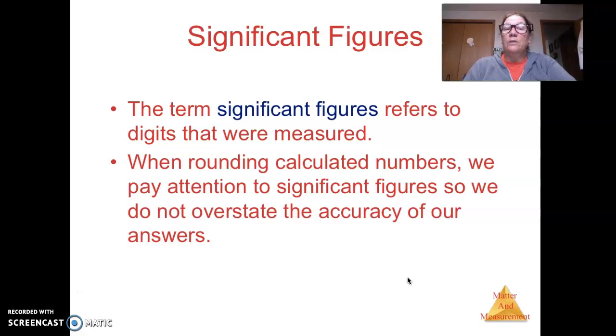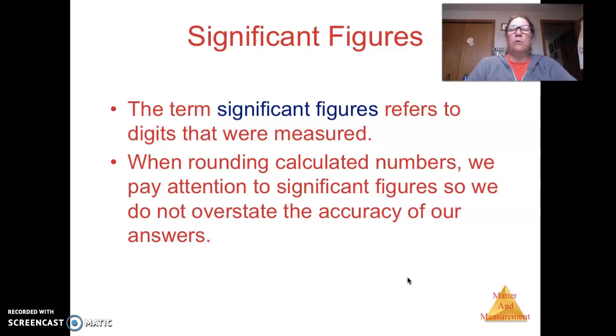And again, the reason why we do that, you have to pay attention to the significant figures so you don't report an answer that's more accurate than the measurements you took. You're basically lying if you do that. You're saying my equipment that I took the measurements with is better or more accurate than it actually was when I took my measurements. So that's why we use significant figures.